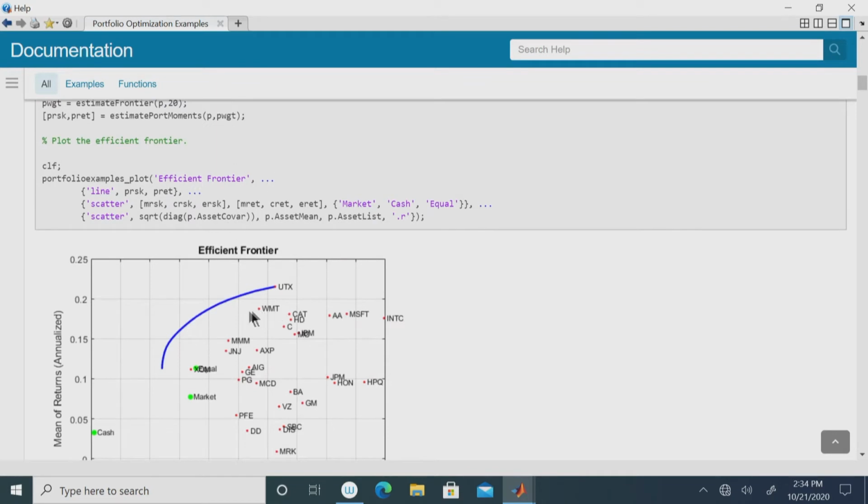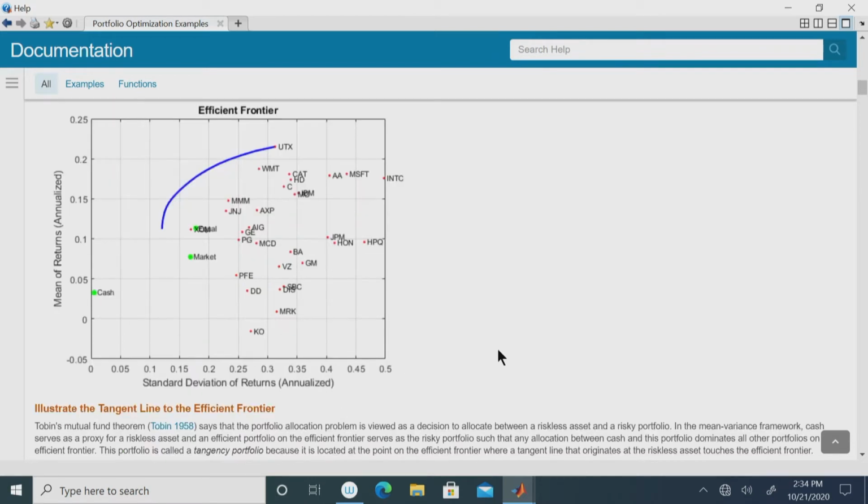The efficient frontier looks pretty much the same as the diagram that you got earlier, the scatter plot, but on top of that. In this case you observe the scatter plot of the market, cash and the equal weighted portfolio as well as the individual assets, but on top of this we have this blue curve, which is going to be the efficient frontier of this database of individual assets of all the blue chip stock companies.